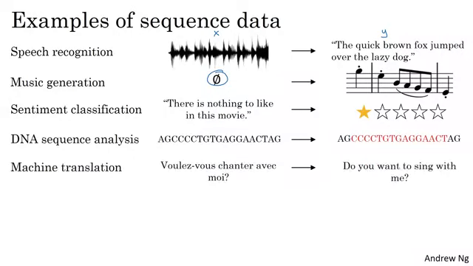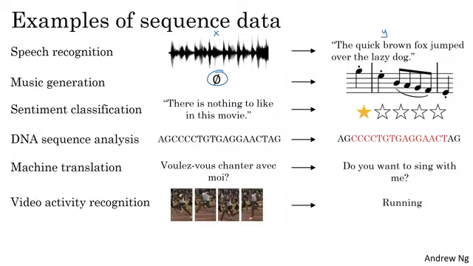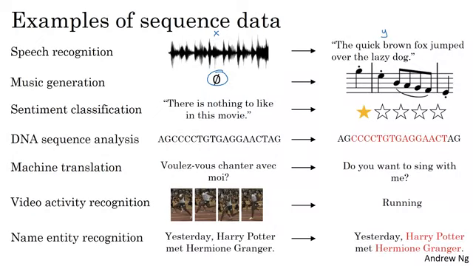In machine translation, you are given an input sentence, "Voulez-vous chanter avec moi?" and you're asked to output the translation in a different language. In video activity recognition, you might be given a sequence of video frames and asked to recognize the activity. And in named entity recognition, you might be given a sentence and asked to identify the people in that sentence.